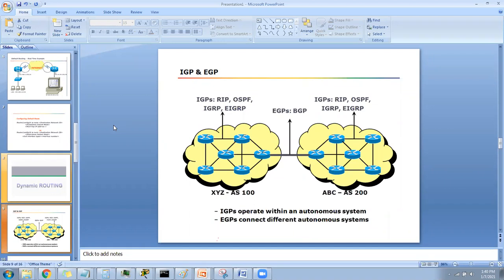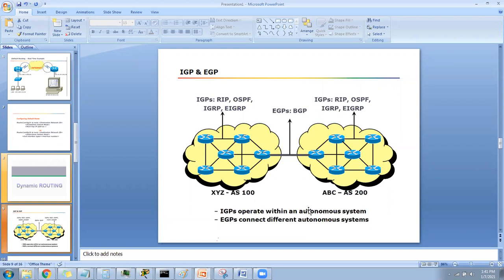In dynamic routing we use protocols. What is a protocol? A protocol is nothing but a set of rules. We have seen STP, VTP, and in EtherChannel we have seen LACP and PAgP. These are protocols, a set of rules. Similarly, in routing we have protocols. Routing protocols are broadly defined in two groups: IGP and EGP. Listen very carefully. IGP operates within an autonomous system, and EGP connects different autonomous systems.